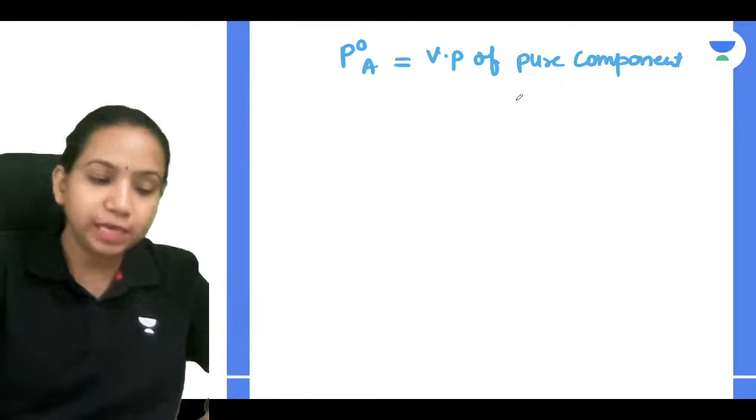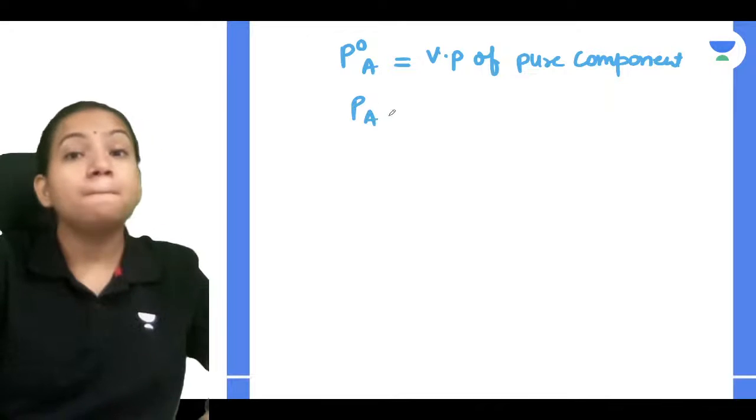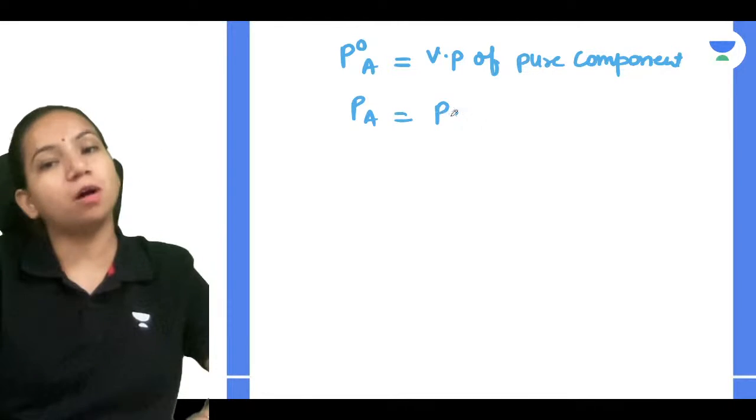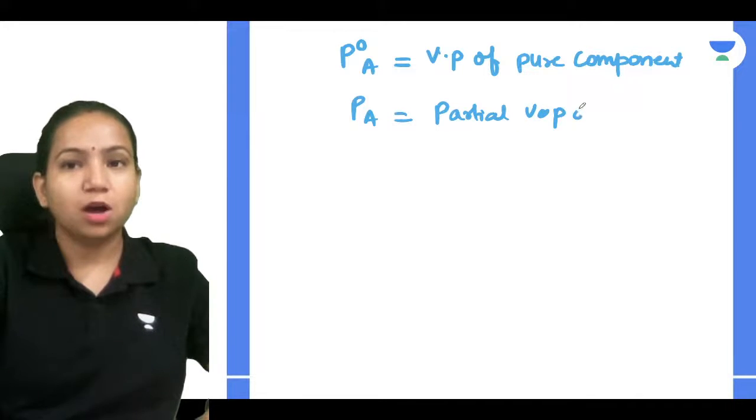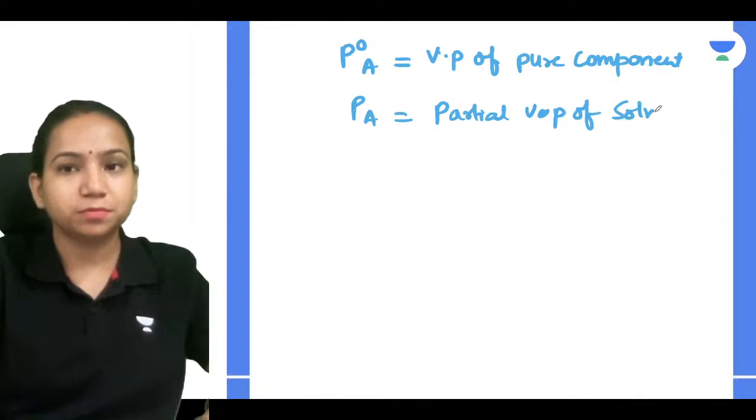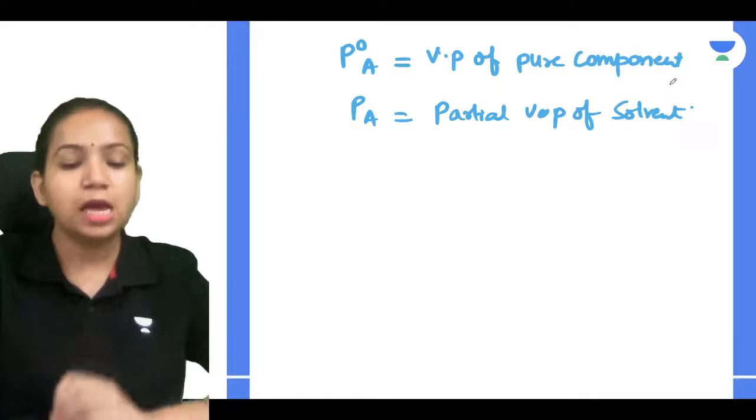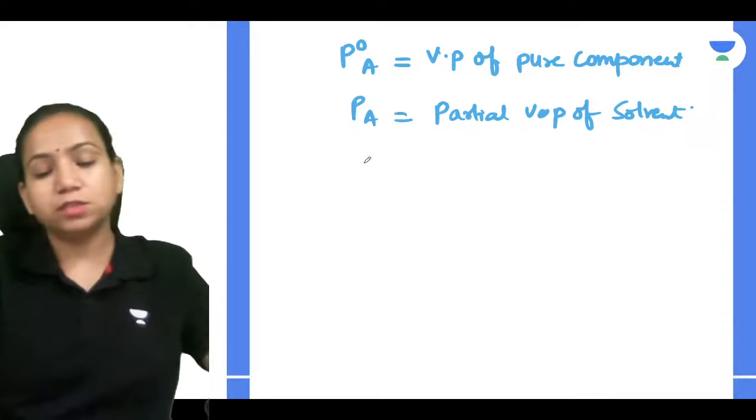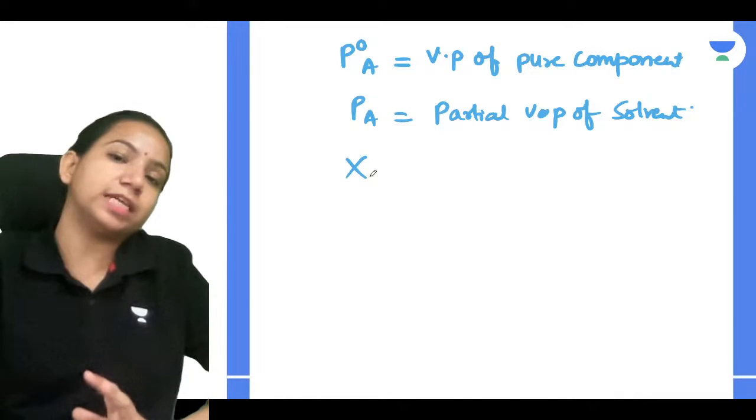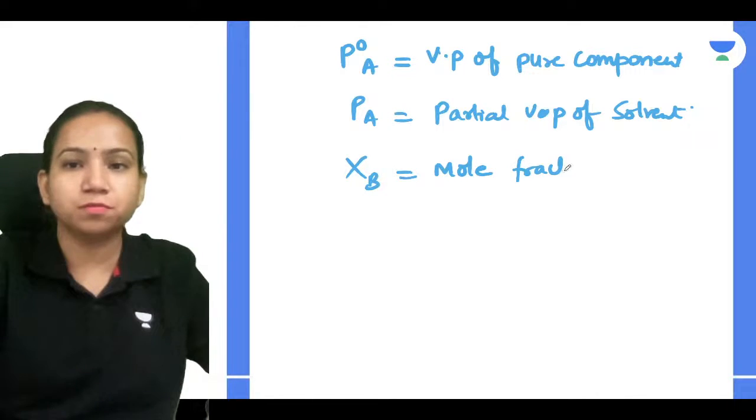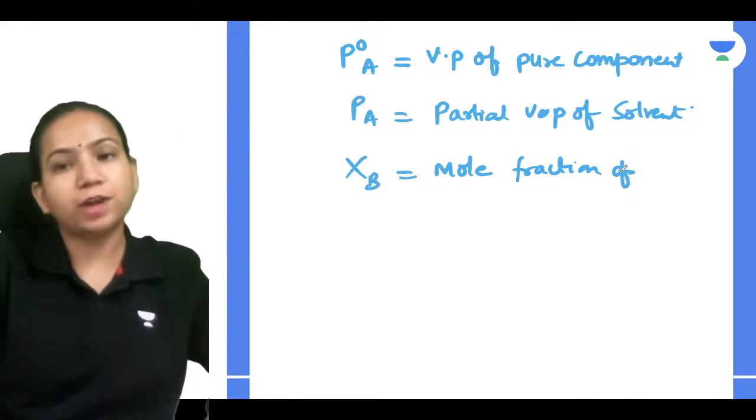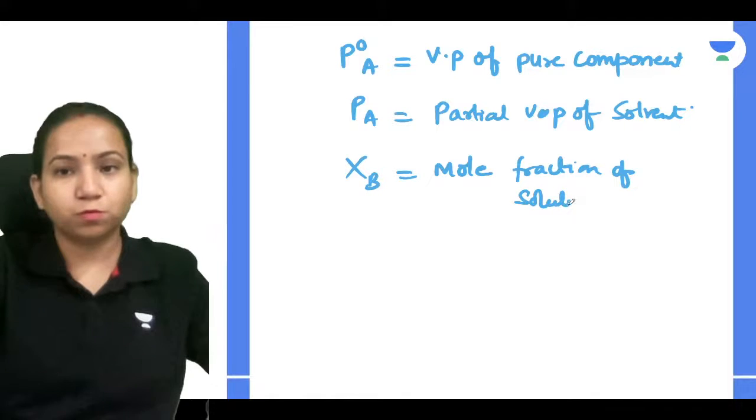Correct guys. What is PA? Then PA is the partial vapor pressure of solvent. Partial vapor pressure. So VP of solvent A. Yes everyone, tell me. And yes, these and all are there in our formula. And what is XB guys? XB is the mole fraction of what guys? Mole fraction of solute, that is non-volatile.